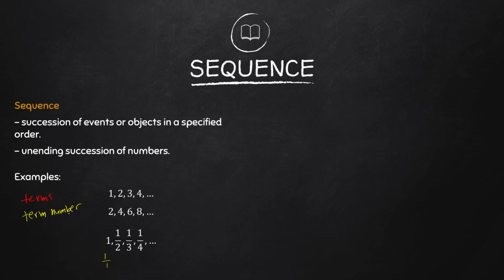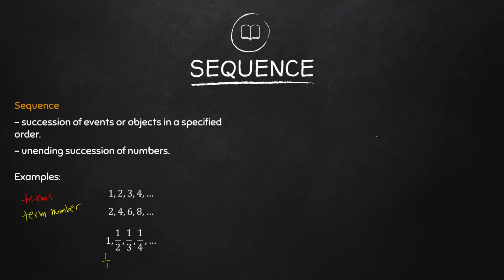And we call each of these elements the terms, and the term number is the position of that specific term. Okay, so in the second example, if I ask you what is the fourth term, of course you will count from the first term, so 1, 2, 3, 4, the fourth term there is equal to 8. And that 8 is on the fourth order, or that is the fourth term rather.